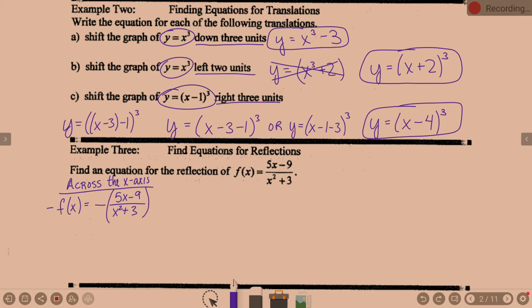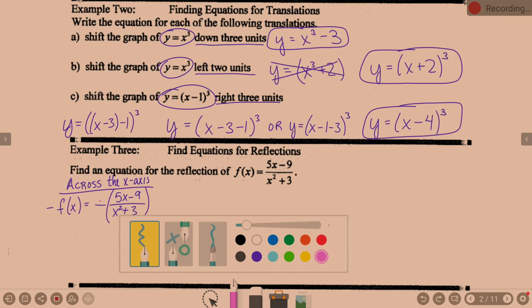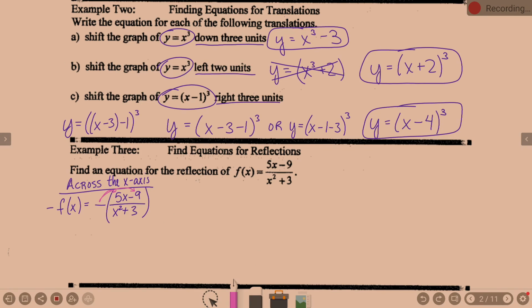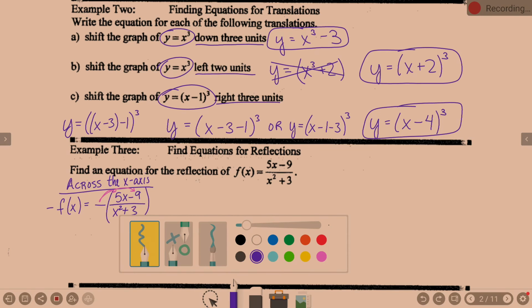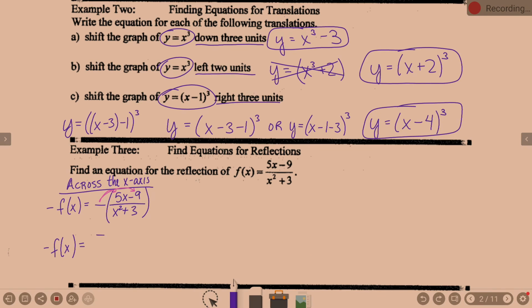And so this is where you can pick. I tend to multiply the top by a negative, but you can officially pick which way you want to go with that. I can take this negative and distribute it into either the numerator or the denominator. And when I do that, on top it's going to become negative 5x plus 9 over your still x squared plus 3 in the denominator. And that would be a reflection across the x-axis.